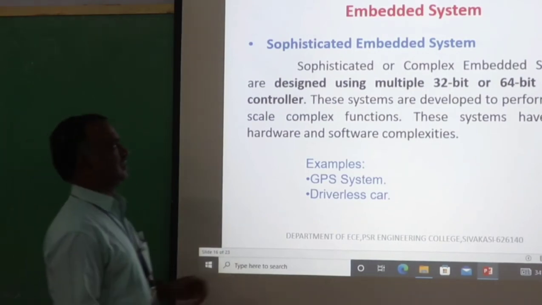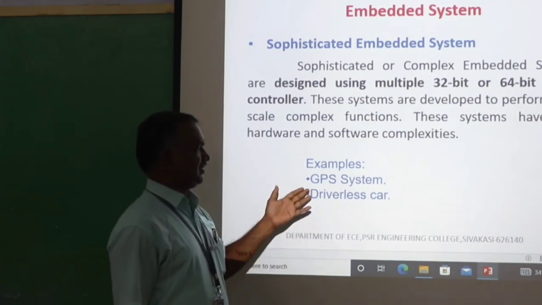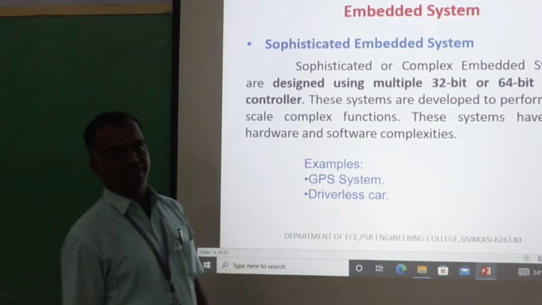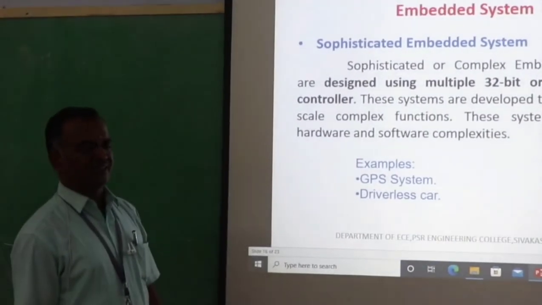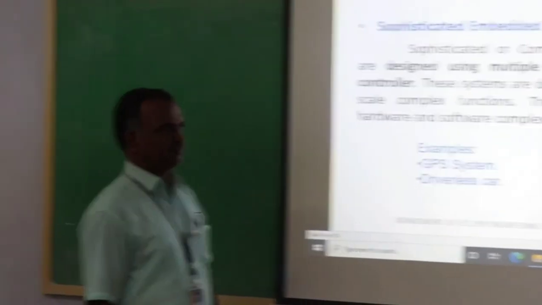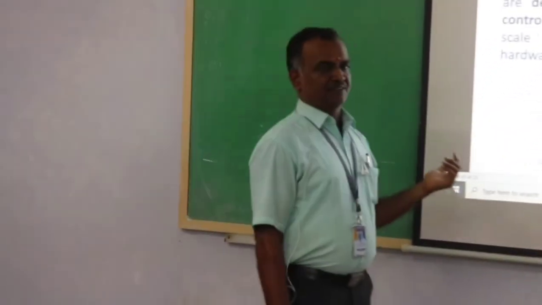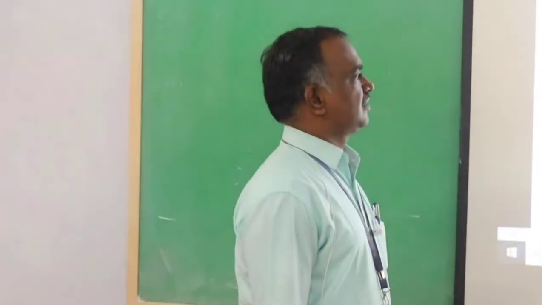The examples of sophisticated embedded systems are GPS systems and driverless cars. These are the best examples for sophisticated embedded systems. By using them, we can make our life easier with these embedded systems.